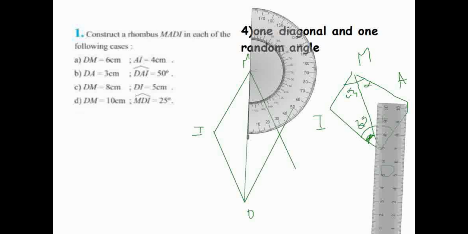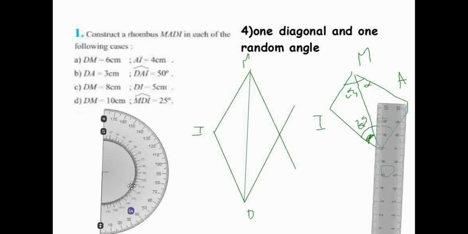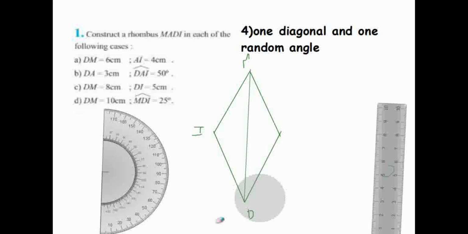Okay, move the protractor, and here is our rhombus. I'm just going to make this prettier and erase this mess. Okay, and this is A, D, I, and here you go. Now you can draw a rhombus. So whatever information you are given, you can draw your rhombus.